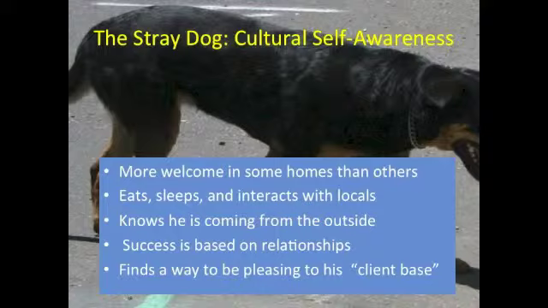The dog knows he is coming from the outside and is humble and gracious in his new environment. To him, success is based on, and is only possible through, the relationships he forms. He strives to be pleasing to his client base, his new family members. Like the stray dog, global leaders may find themselves feeling out of place in new territory. This certainly does not stop a great global leader from pushing for success, but the global leader changes his approach as he comes to understand the culture.